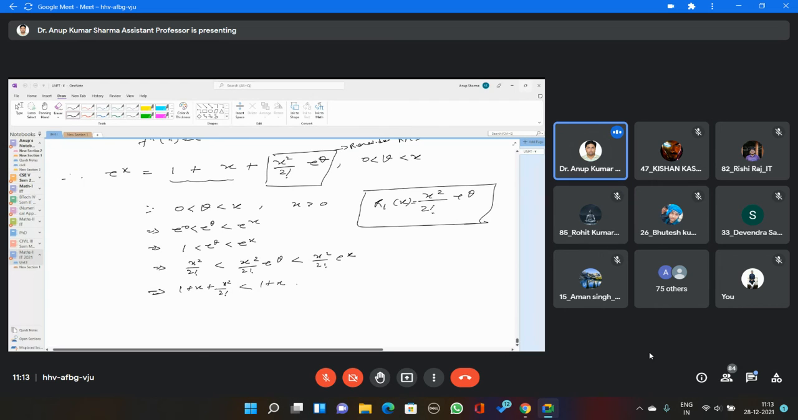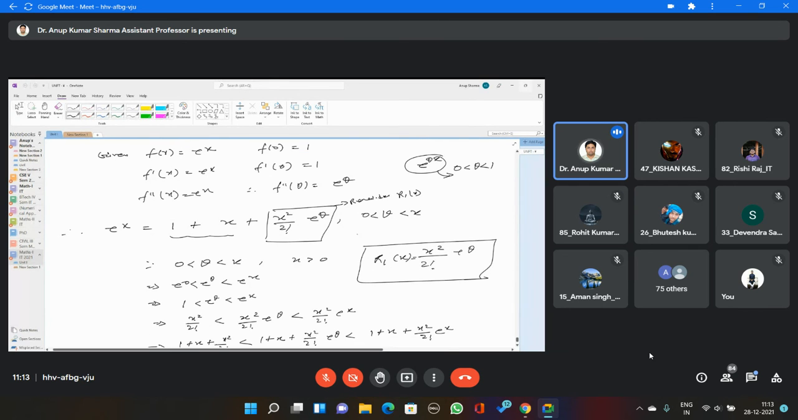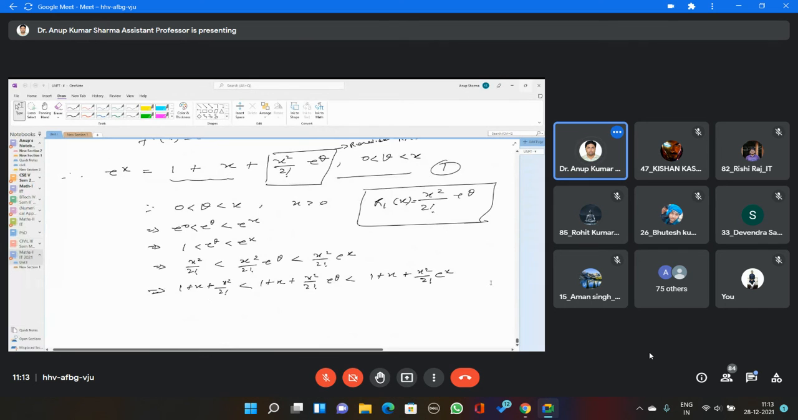1 plus x means adding both sides: e to the power theta is greater than 1 plus x plus x squared by factorial 2 times e to the power theta, and less than 1 plus x plus x squared by factorial 2 times e to the power x. So we have this relation. Let us call it equation number 1, and the other equation number 2.